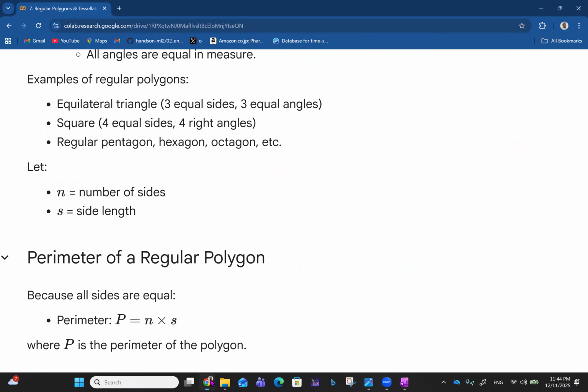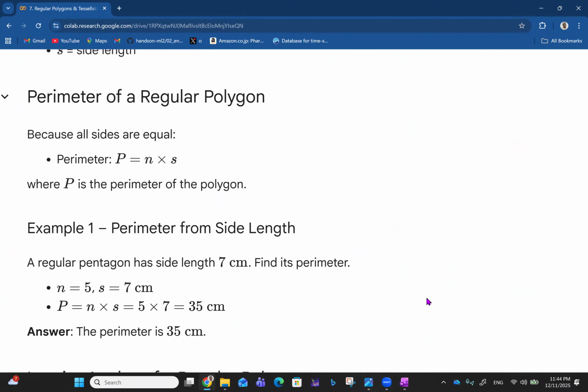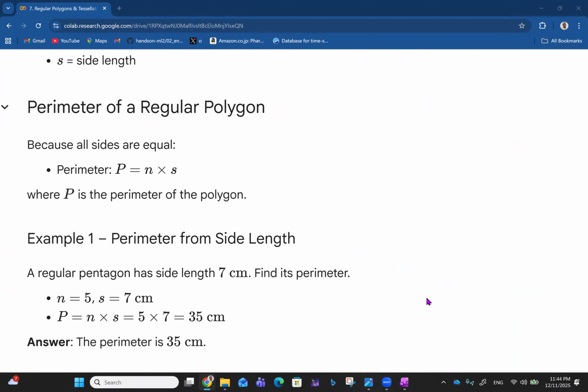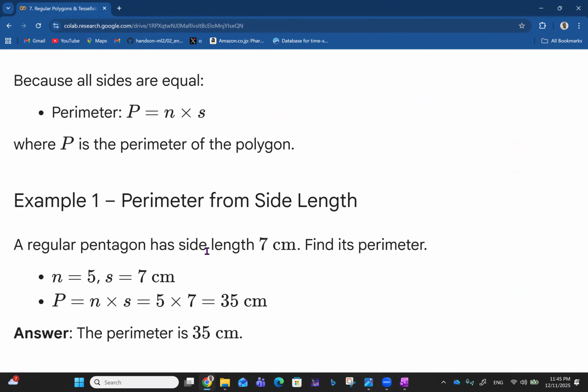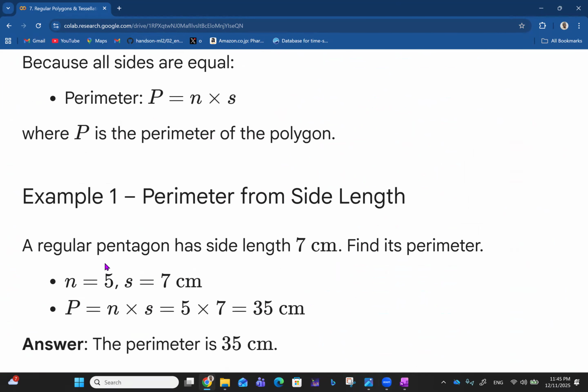So that takes care of the idea of the perimeter of a regular polygon. Because all sides are equal, perimeter P is the number of sides times the side length, where P is the perimeter of the polygon. In example one, you want to get the perimeter from the side length. A regular pentagon, that means n is equal to 5, has side length 7 cm. Find its perimeter. So n is 5, s is 7 cm. Perimeter is n times s, that's 5 times 7, which is 35 cm. Answer: the perimeter is 35 cm.